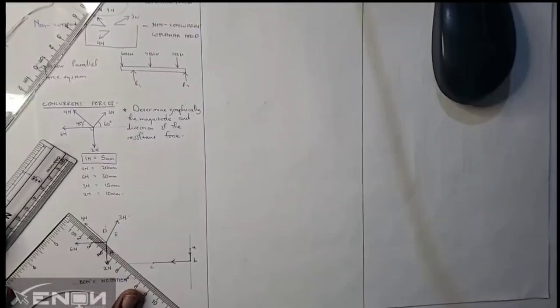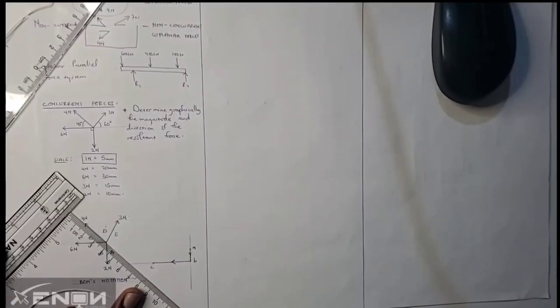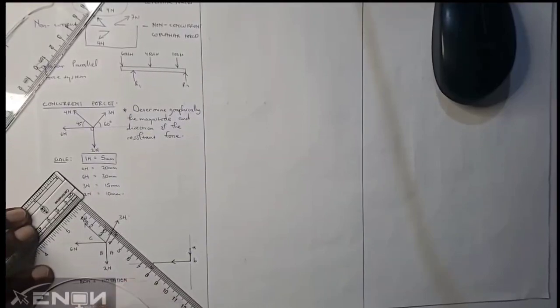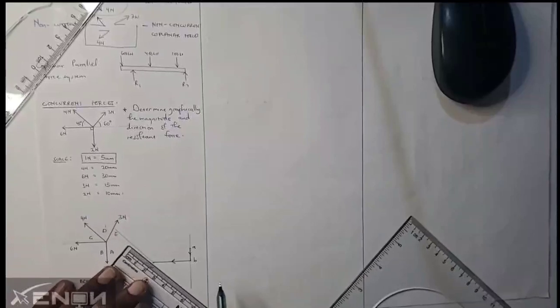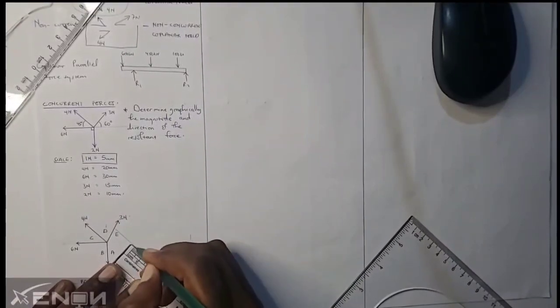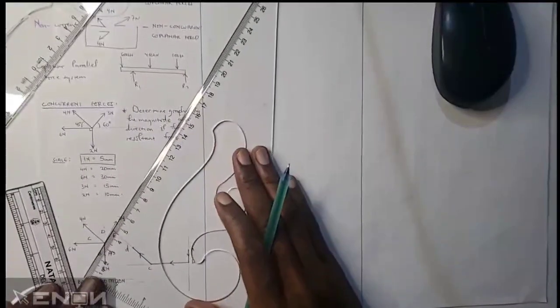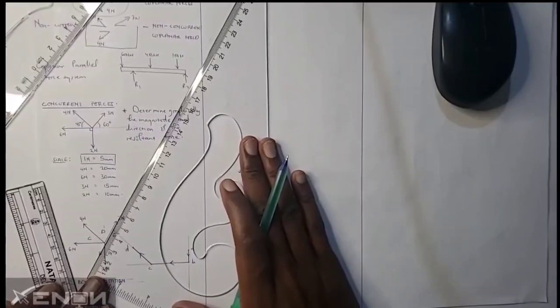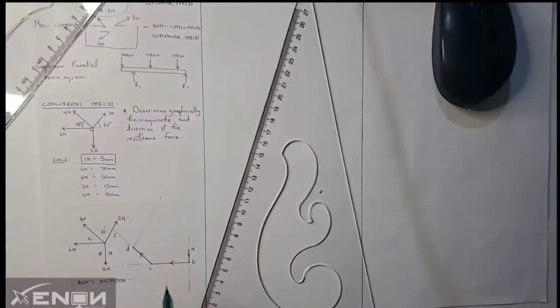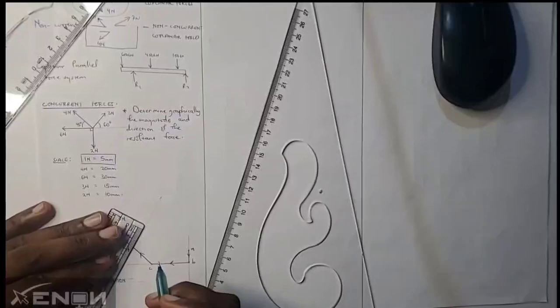Then we get CD. Then CD is 4 newtons. 4 newtons became 20. So I measure my 20. So this is D. So this is CD, 20. And finally we have DE. DE, so slide the line of action of DE and also put it there. So put it here like that. So 3 became 15. So I measure 15.